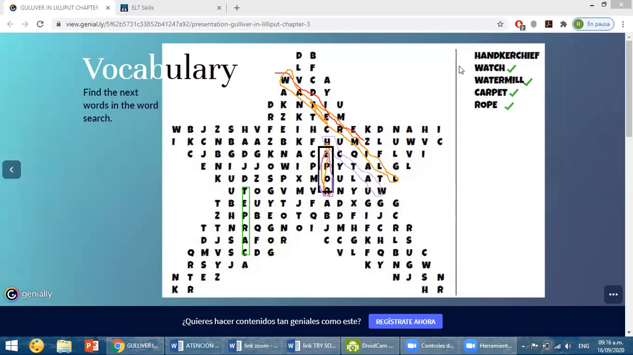Come on, let's find. You can do it. Oh, very good, Daniel. Handkerchief is there, no? Thank you. Thank you for all of you. Thank you for your help. It's here, no? Handkerchief. Good. Now, we are going to listen to chapter 3, okay? You can open your platforms too.